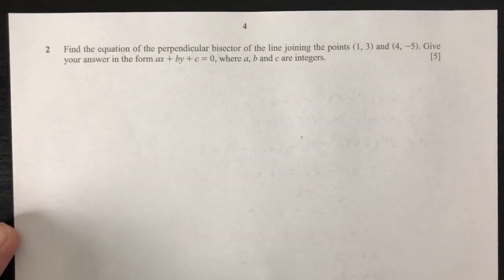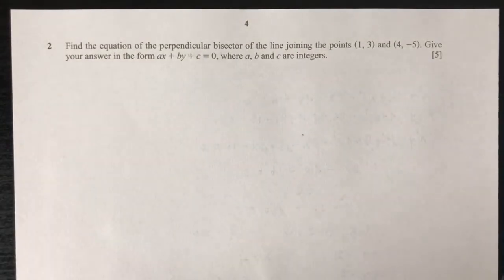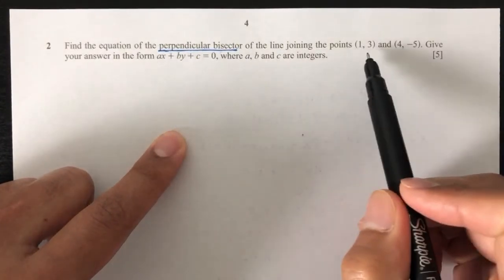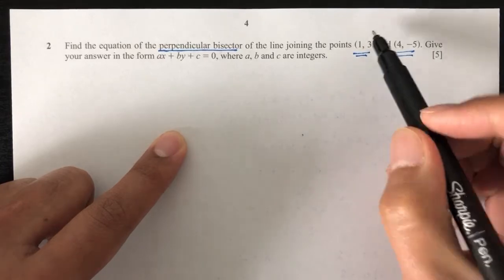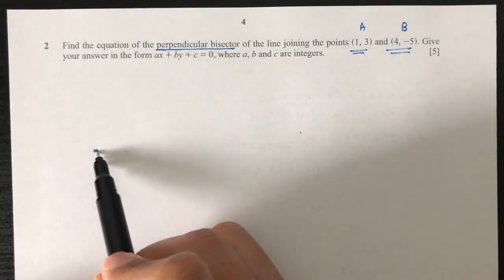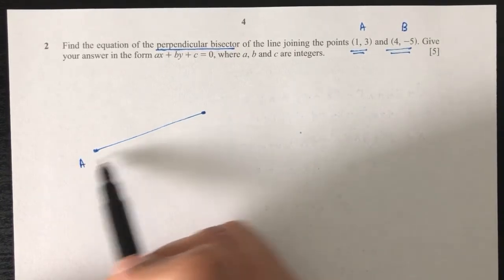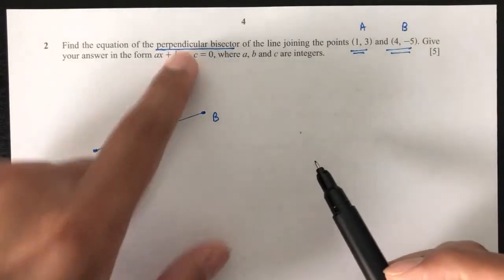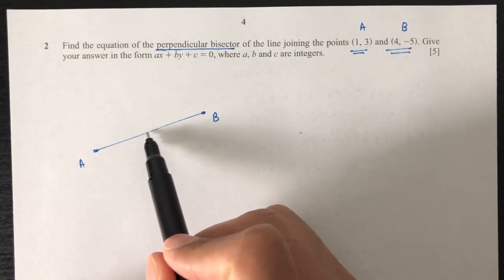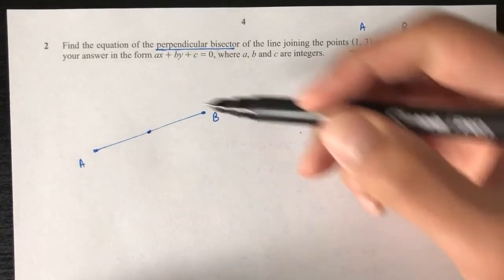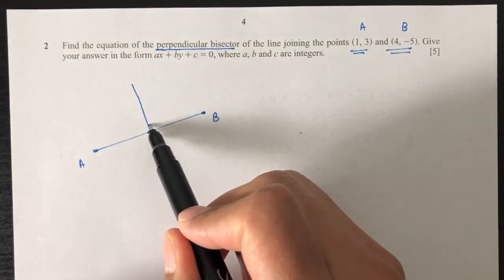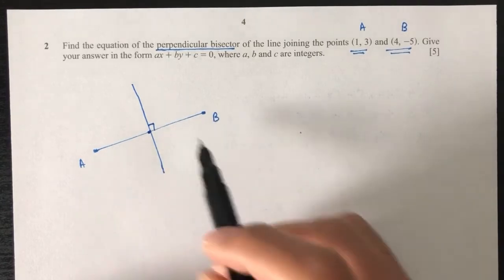Let's move on to question number 2. Here it says, find the equation of the perpendicular bisector of the line joining these two points. Let's call this point A and point B. For example, this is A, this is B. So what is the perpendicular bisector? It is the line that passes through the midpoint of A and B, and it goes at 90 degrees, at a right angle.